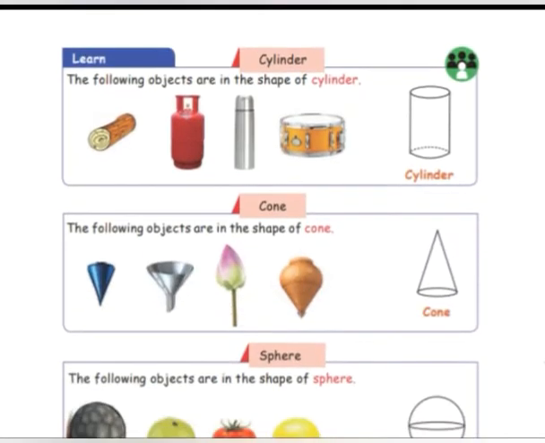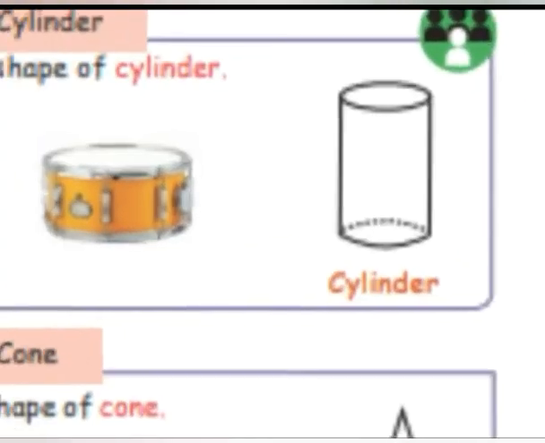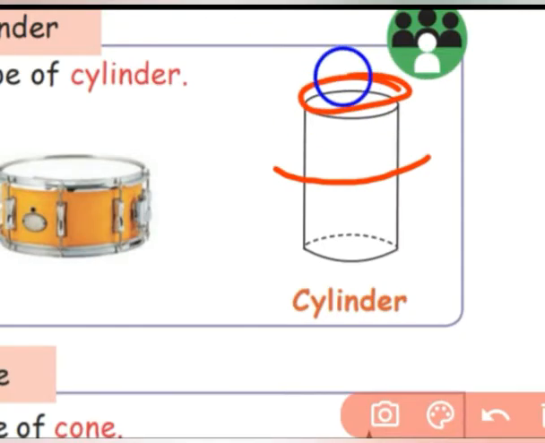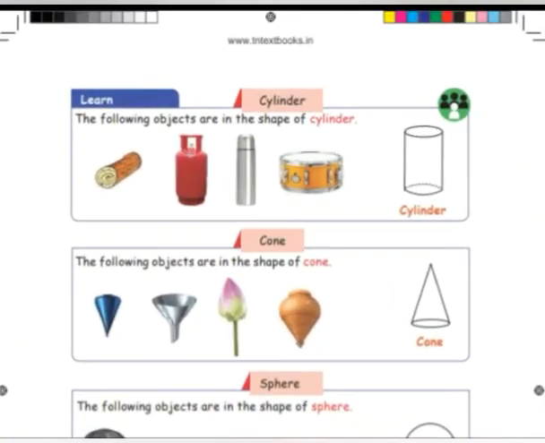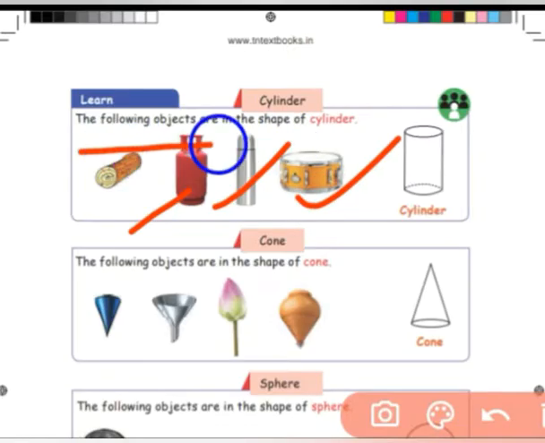Next shape is cylinder. See, cylinder is a 3-dimensional shape. This is the picture of a cylinder. Cylinder is round shape and top and bottom in the shape of a circle. See, this wood, gas cylinder and this bottle, drum, these objects are in the shape of a cylinder.